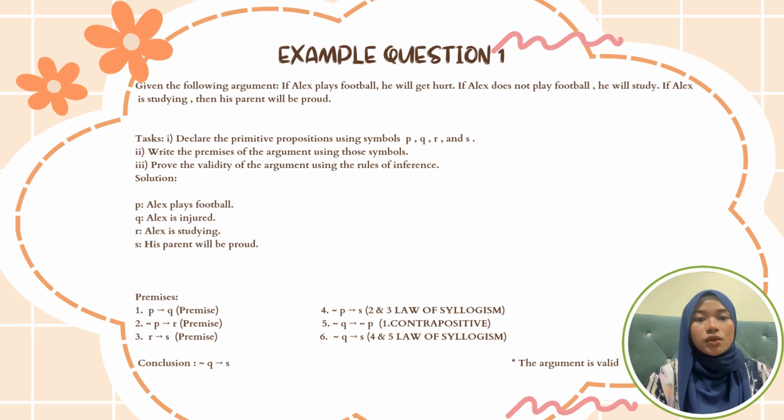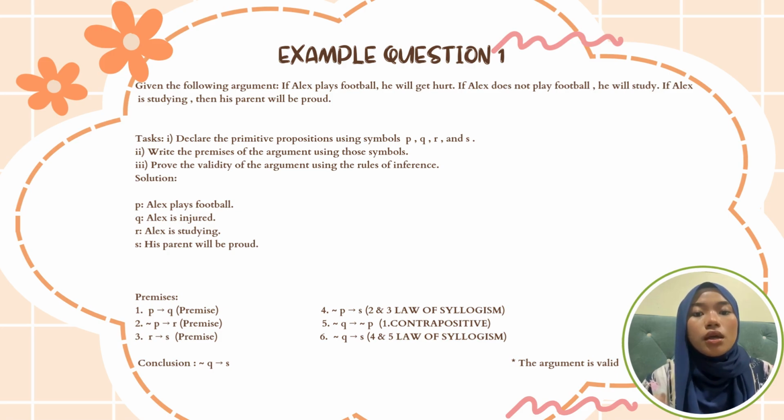So for the solution, we declare the propositions using P, Q, R, and S. P is Alex plays football. Q is Alex is injured. R is Alex is studying. S is his parent will be proud. So the premises: the first one is P implies Q. The second one is negation P implies R. The third one is R implies S, and we get the conclusion negation Q implies S. So to solve this, we can use rules of inference.